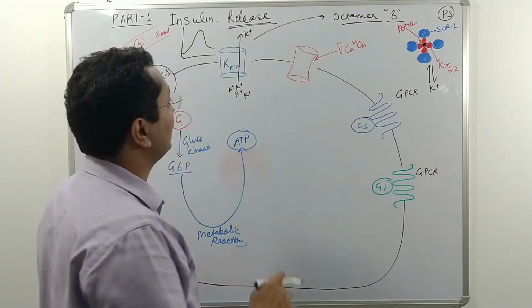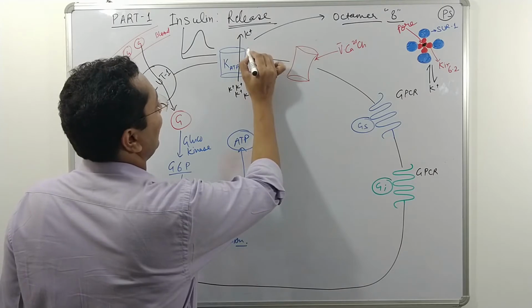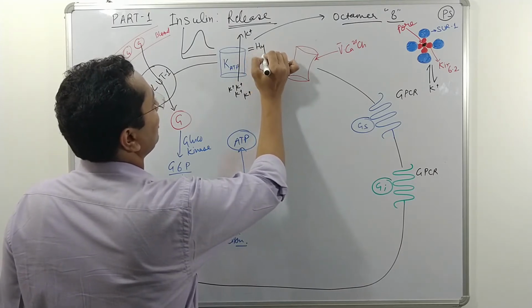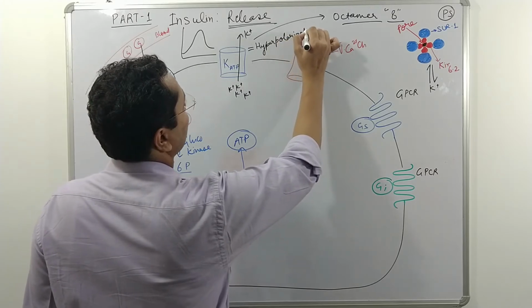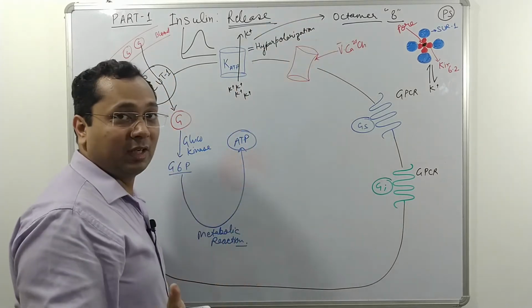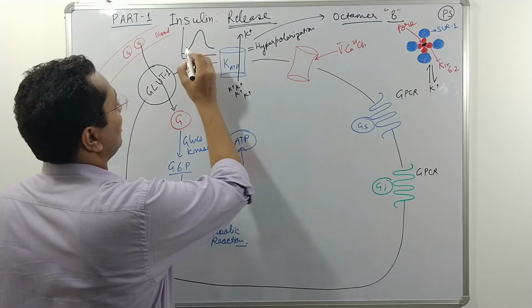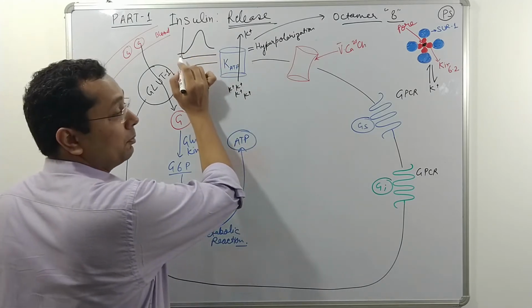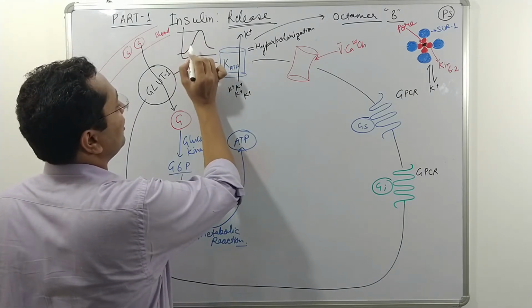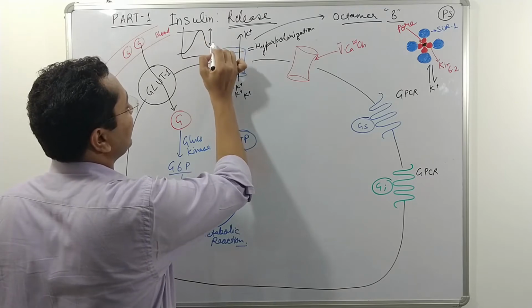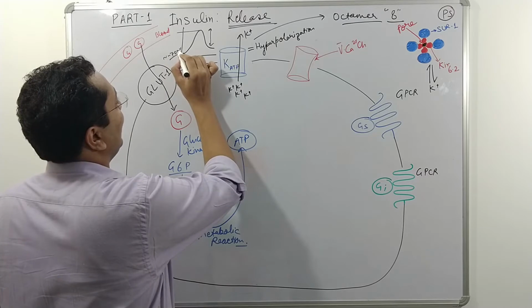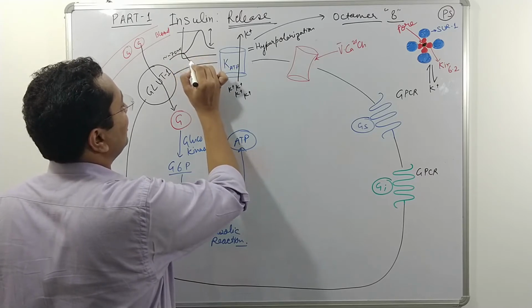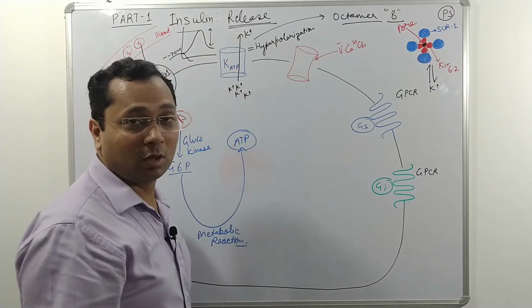Opening of this potassium channel will lead to the efflux of this potassium, which will ultimately lead to hyperpolarization of the cell. Are we clear on this? Because at this stage our cell is polarized, at this point the cell is depolarized, at this point the cell is repolarizing. This membrane potential is approximately minus 70 millivolts, and if the potential goes below this, it is called hyperpolarization.